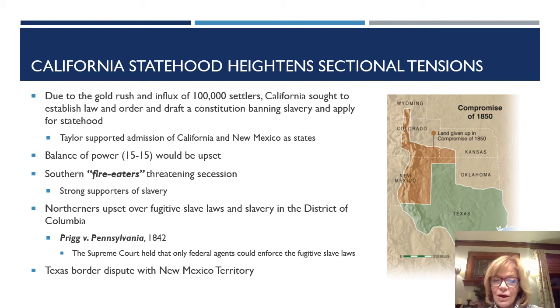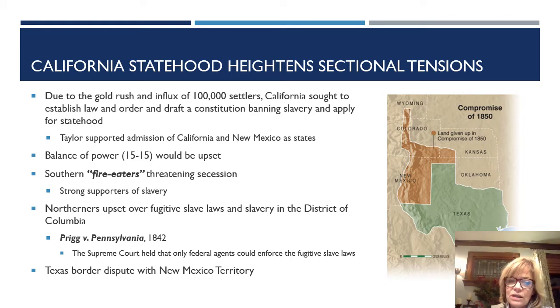So because of this, and because Taylor said, yeah, why don't we go ahead and admit both California and New Mexico, people in the South were very upset because if California was going to be admitted as a free state, no slavery, and these fire eaters wanted slavery. So Northerners are upset over some things. The South is upset over the loss of the balance of power. Northerners, though, are upset because of these fugitive slave laws.